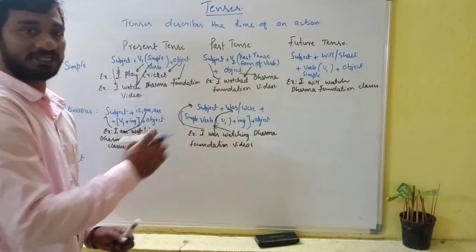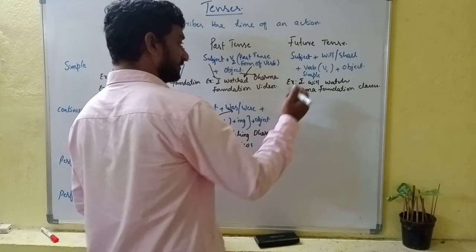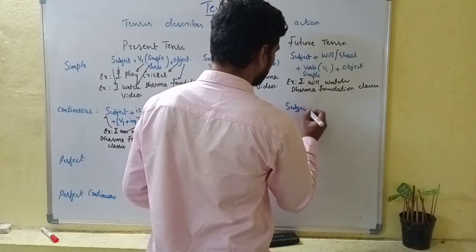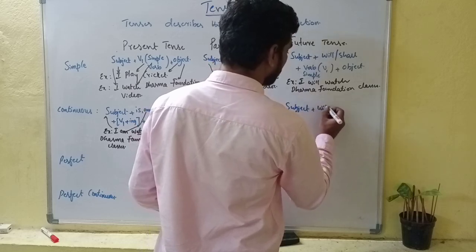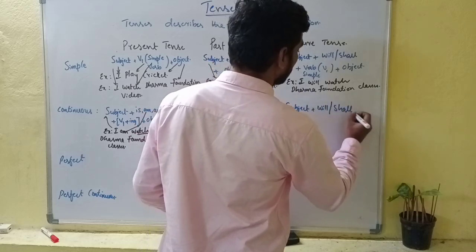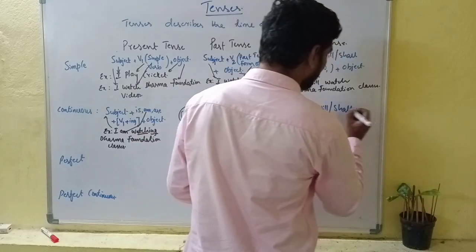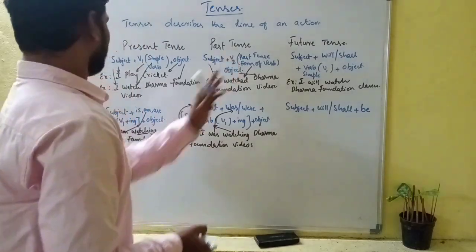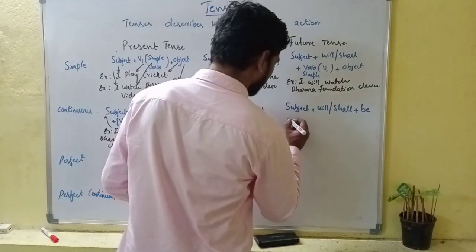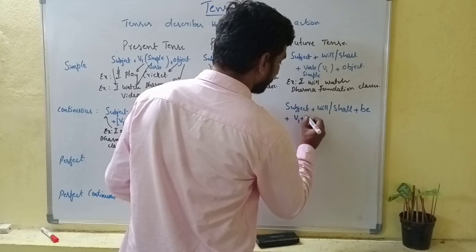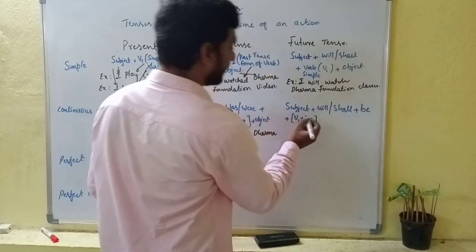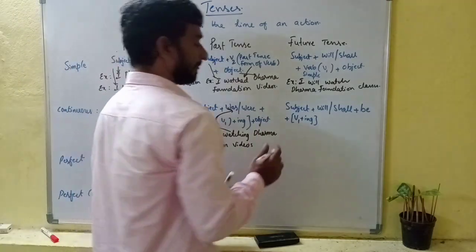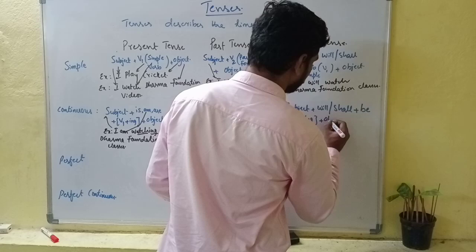Now let's come to the future continuous form. In the future continuous, the structure will be subject plus will or shall, like this connecting. We will be adding be to the will or shall in the future continuous form, plus V1 plus ing. This means we are adding ing to the simple verb. So plus object.